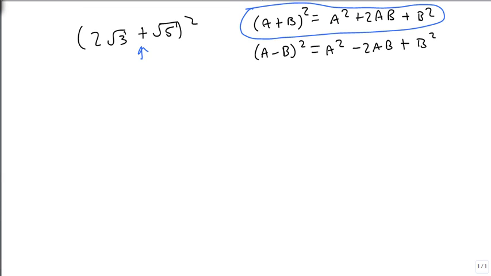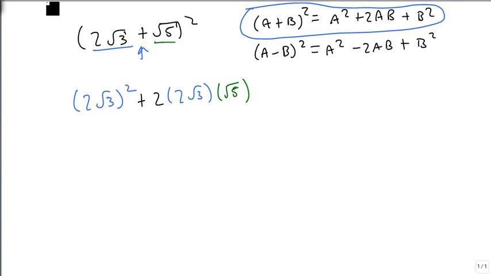And so we take it, and here's A, and here's B. So we're going to start with 2 square roots of 3 squared, notice the parentheses, plus 2 times 2 square roots of 3 times the square root of 5, there's our 2ab, plus the square root of 5 squared. Now we just work through our order of operations. Something to a power, well, the square applies to both, and when I square a square root, that leaves a 3. 2 squared is 4.